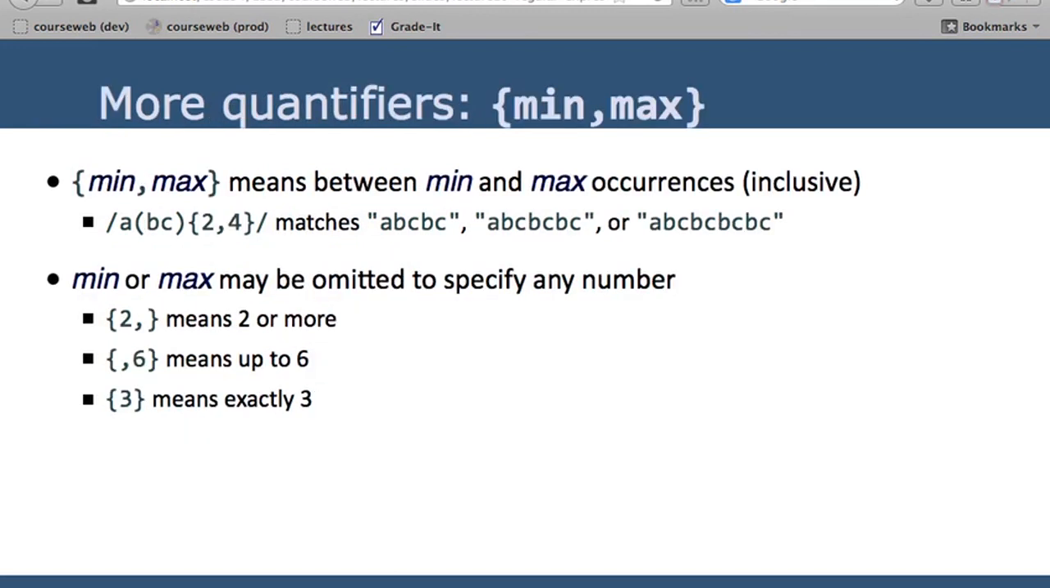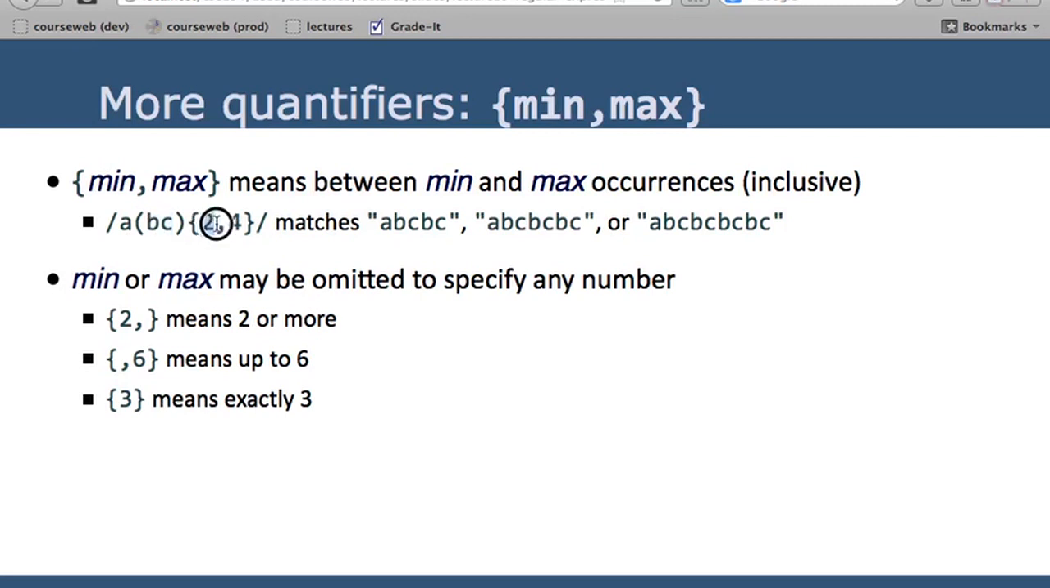Okay, so let's do this, and then we'll move on to the practice exercises. If you want a more precise range of repetitions, you can use curly braces, in which you can specify a minimum number of repetitions and a maximum number of repetitions. So the star is zero or more, the plus is one or more, and the question mark is zero or one. If you want a more flexible range of repetitions, use the curly braces.